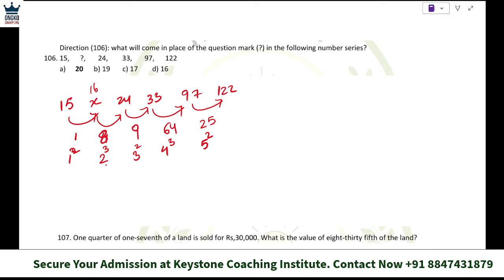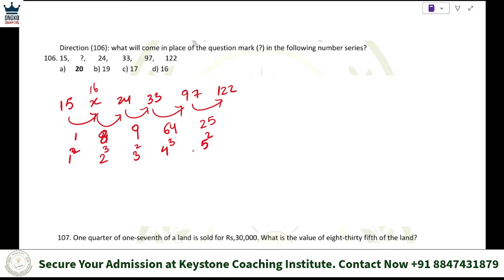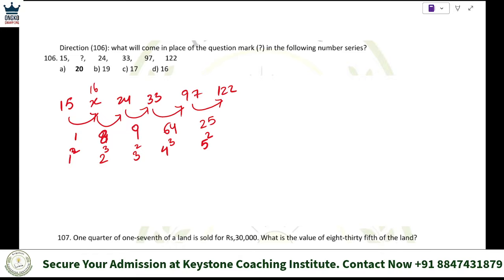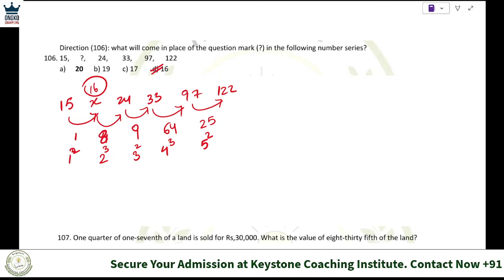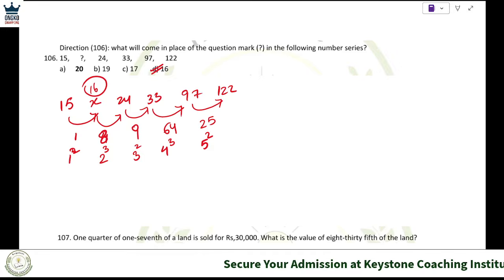So 1 square, 2 cube, 3 square, 4 cube, 5 square. Our next numbers will be 6 cube, 7 square. One square, one cube alternately. So 16 is the answer. 16 is the answer. Next one.